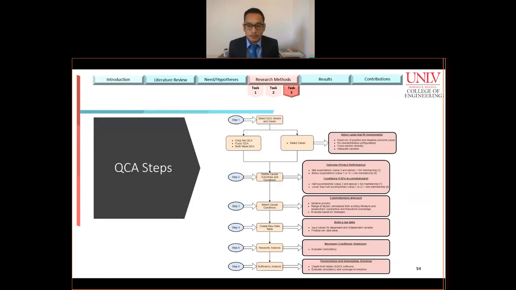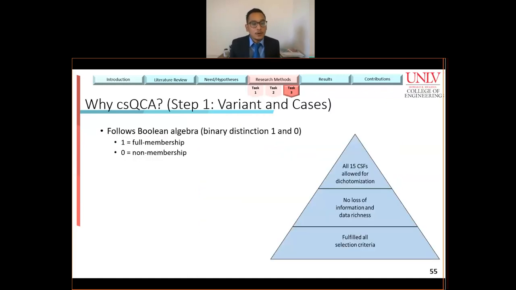Now that I have talked about what the QCA is and its characteristics, let's talk about the QCA steps. There are 6 steps, as you can see here, and I will discuss each step in detail, starting with step number 1, variant and cases selection.